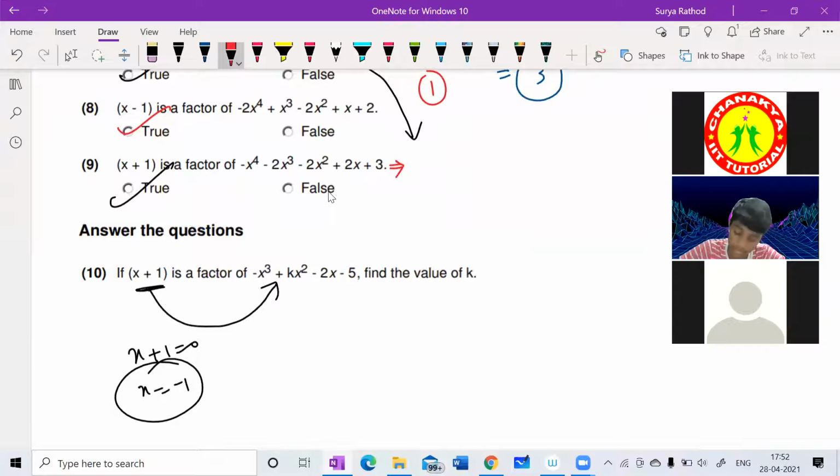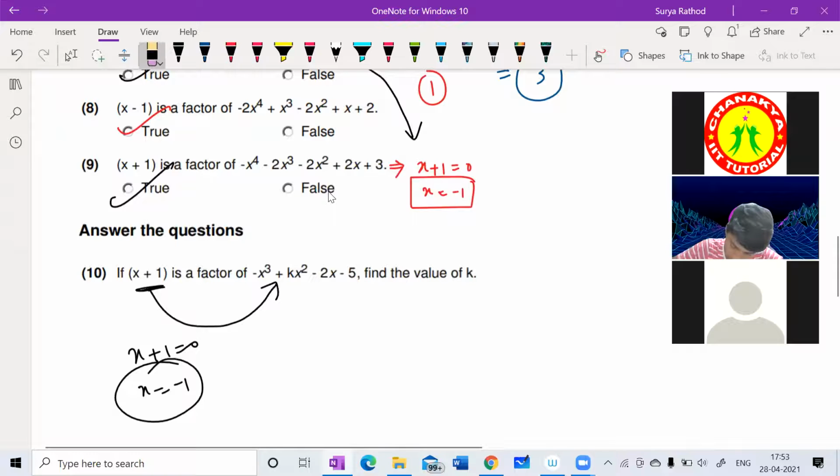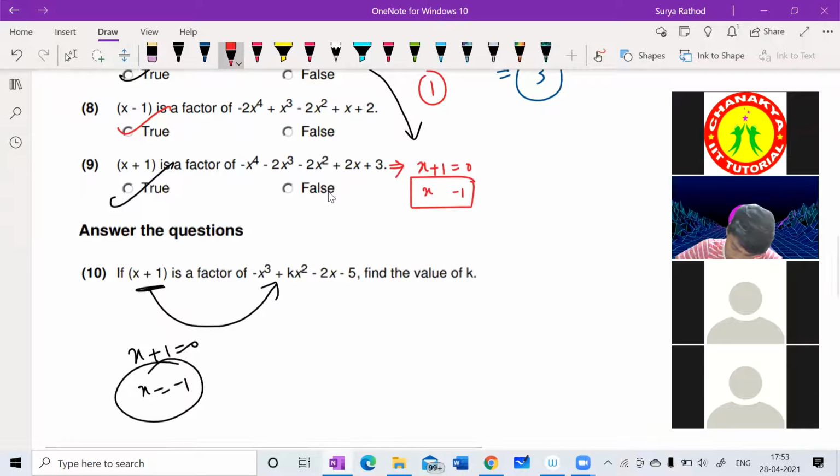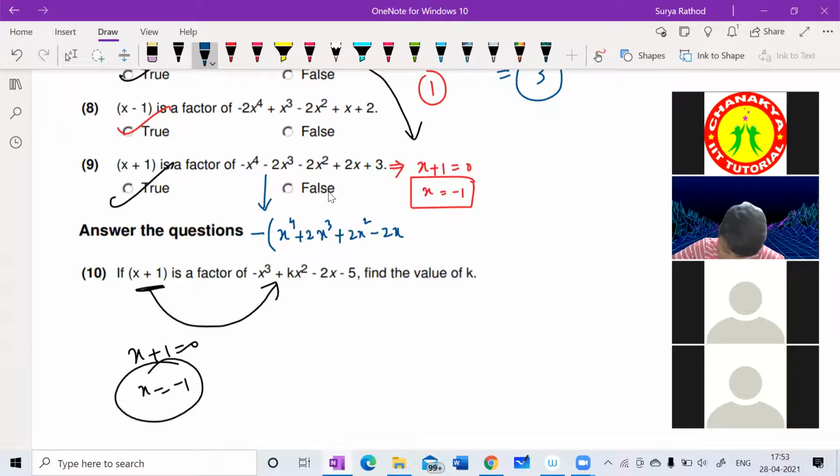Look at the 9th question. X plus 1 is a factor of that, which means what? X plus 1 is supposed to be equal to 0, so x is equal to minus 1. So I am supposed to check whether it is going to give me 0 or not. For that, I'm just taking minus common here outside. So x to the power of 4 plus 2x cube plus 2x square minus 2x minus 3. Now substitute here one by one.